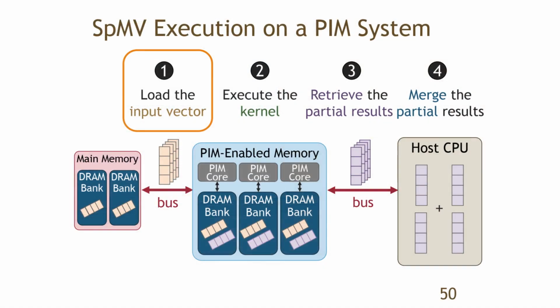This is the system that we consider for SpMV. We have the main memory, we have the CPU in between, and we have the PIM-enabled memory. So first of all, we need to load the input vector to the PIM-enabled memory, then execute the kernel on the PIM-enabled memory, and finally retrieve the results, maybe partial results that will later be merged in the CPU.